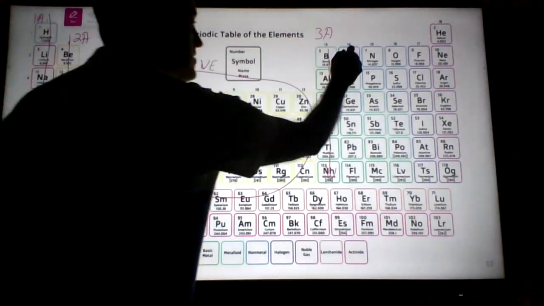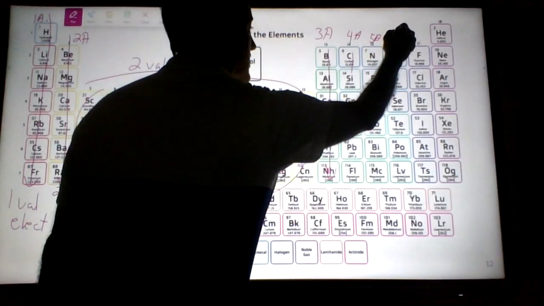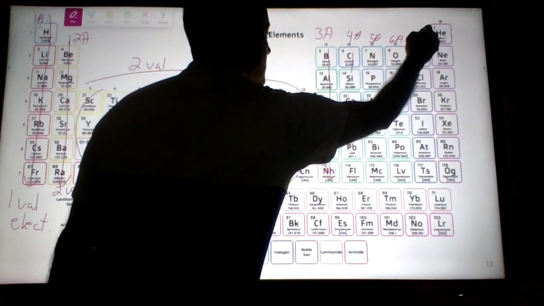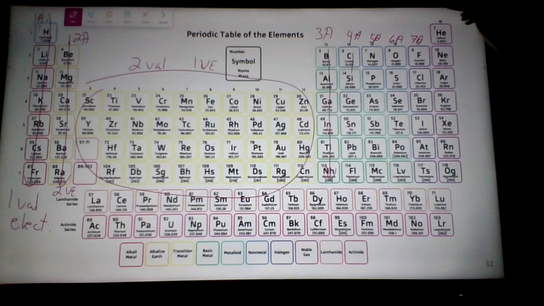Okay, and all these have 4, so that's why it's 4A. All these have 5 valence electrons. All these have 6. All these have 7. And except for helium, all these have 8 valence electrons. But helium can have only 2 electrons total, so it has 2 valence electrons, then 8 all the way on down here.